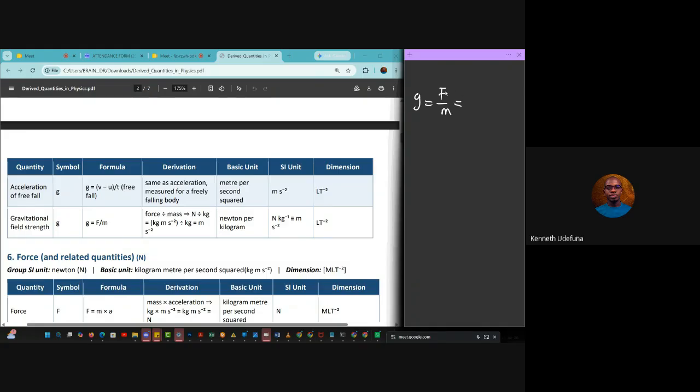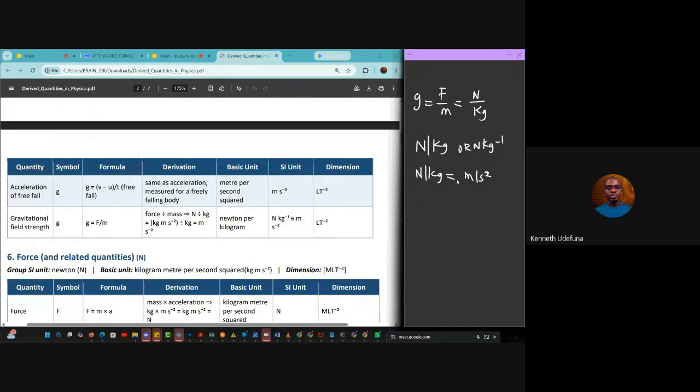Normally the unit of force is the Newton and the unit of mass is the kilogram. So you can say that the unit is Newton per kilogram. But aside from this, Newton per kilogram is still the same thing as meter per second squared.